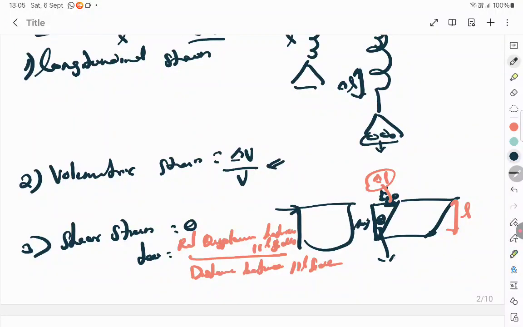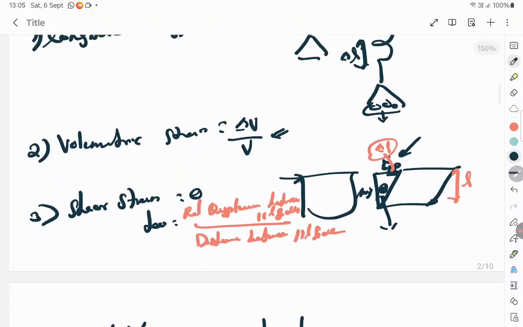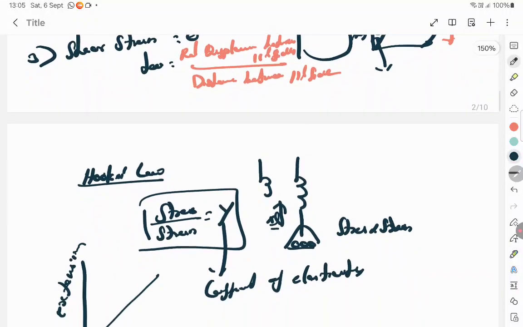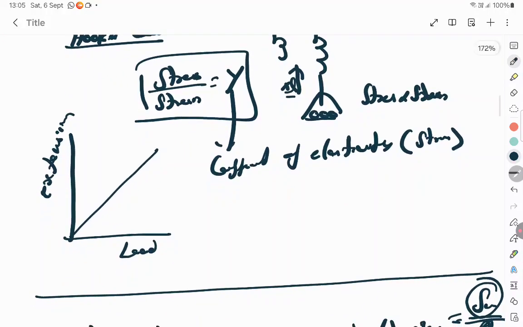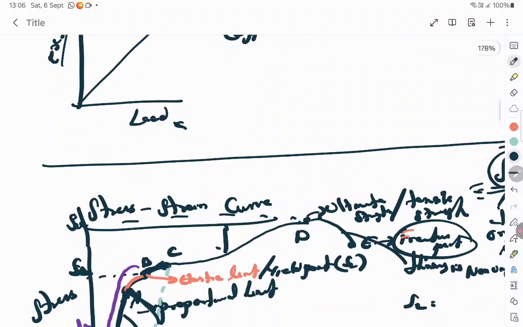Tan theta is opposite by adjacent, where opposite is the relative displacement between the two parallel sides, and L is the distance between the two parallel sides. Hooke's law states that stress is proportional to strain. As stress increases, strain also increases, and stress by strain is a constant known as the coefficient of elasticity. The coefficient of elasticity has the same dimensional formula as stress, because strain is dimensionless. This graph between extension and load, where load is stress and extension is strain, is linear. This was found by Hooke.